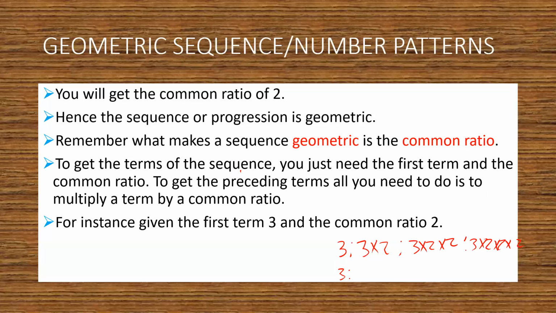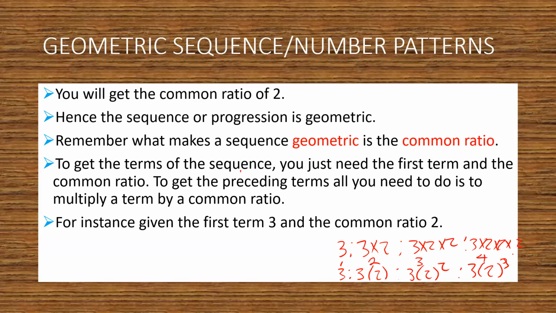Do you agree that this is what you will end up having? The second term will be 3 times 2. The third term will be 3, but multiplied by 2 to the exponent of 2. And the fourth term will be 3 multiplied by 2 to the exponent of 3. Do you agree? Now, this is the first term, this is the second term, this is the third term, and that is the fourth term.